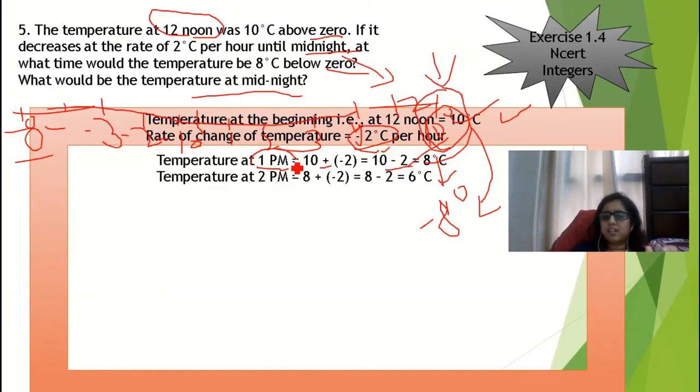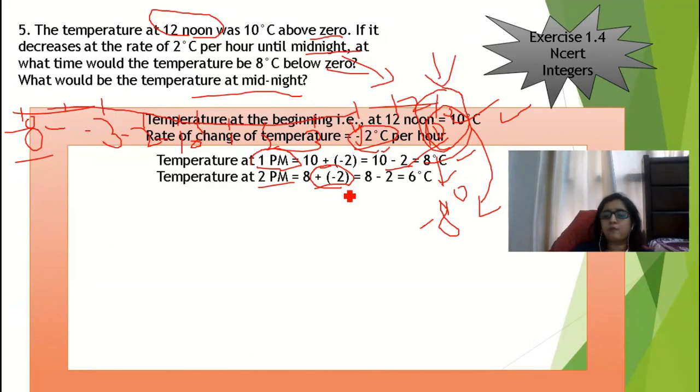So temperature at 1 pm would be 8 degrees Celsius. What I have done, I have just subtracted 2 from 10 because temperature is decreasing, and in order to find out the decreasing temperature of the next hour, we have to subtract from the beginning hour, that is 10 degrees Celsius. So temperature at 1 pm is 8 degrees Celsius, and the temperature at 2 pm would be, I will add this 8 degrees plus minus 2 degrees Celsius.